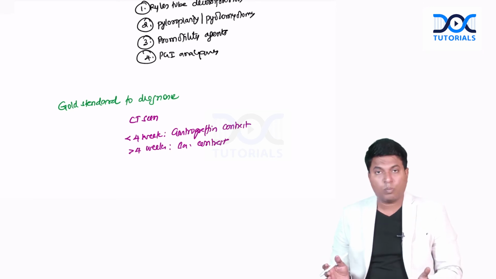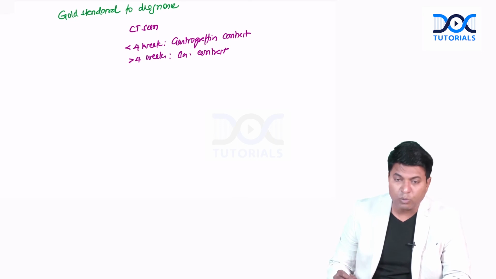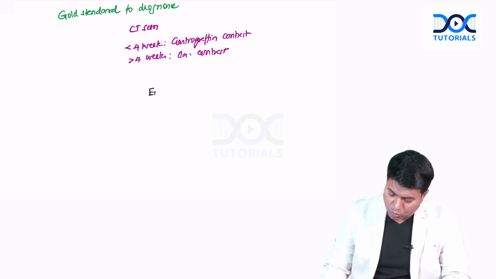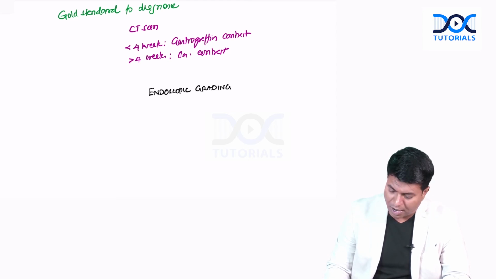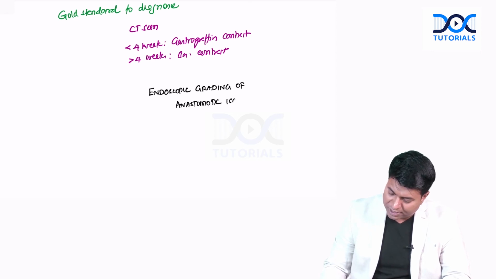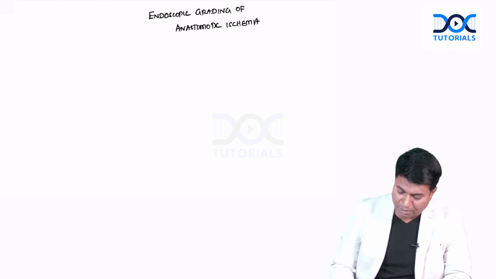Can I do an endoscopy? Yes, you are always accepted to do an endoscopy. If you suspect a conduit necrosis, we can do endoscopy of the conduit. Endoscopic grading of anastomotic ischemia is there in the book. It is there in Shackelford. You may get it in the exam. Anastomotic ischemia grading is available in Shackelford. You can get it. Number 1, grade 1.